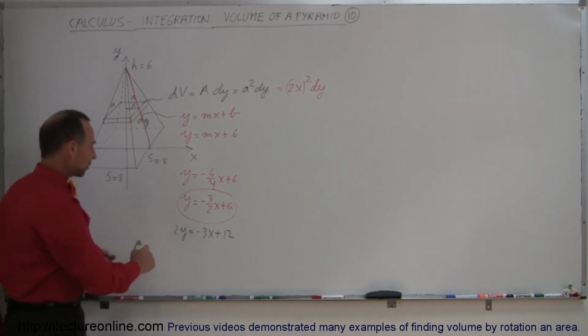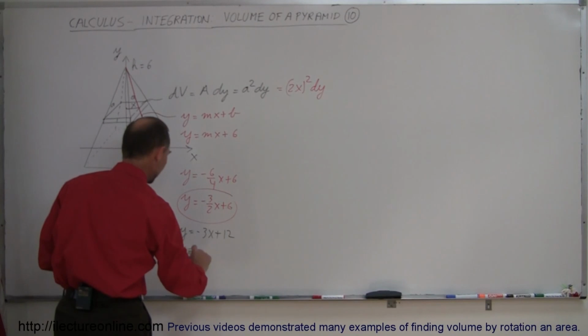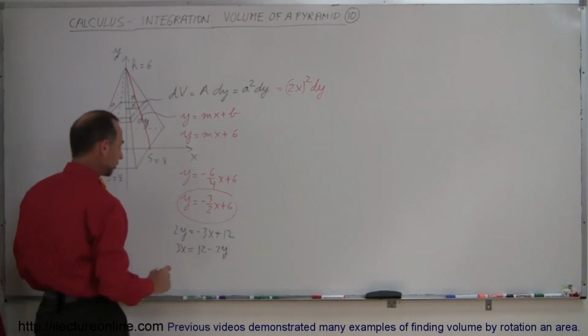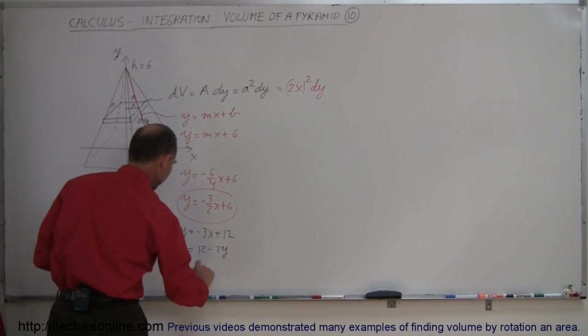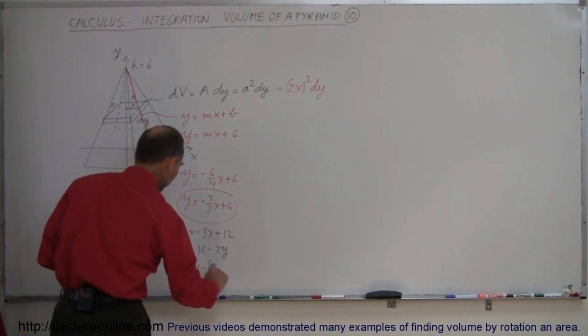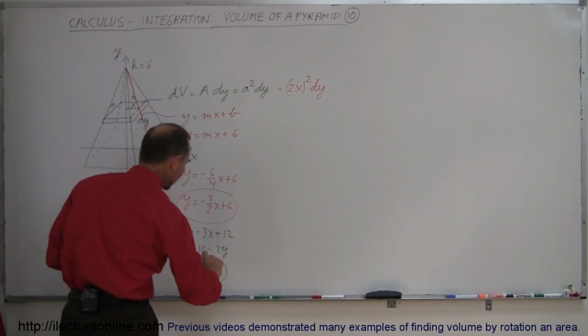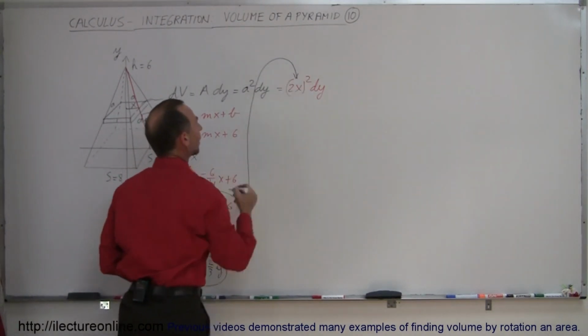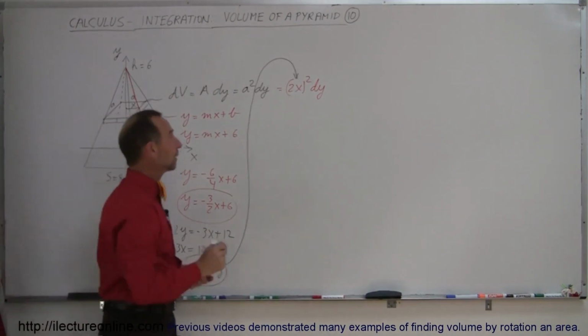Now we want to move the 3x to one side. 3x equals 12 and move the 2y to the other side. And now divide both sides by 3. We get x is equal to 4 minus 2/3 y. Okay, now we can take that and substitute that back in for x over there. And when we do that, we get the following.